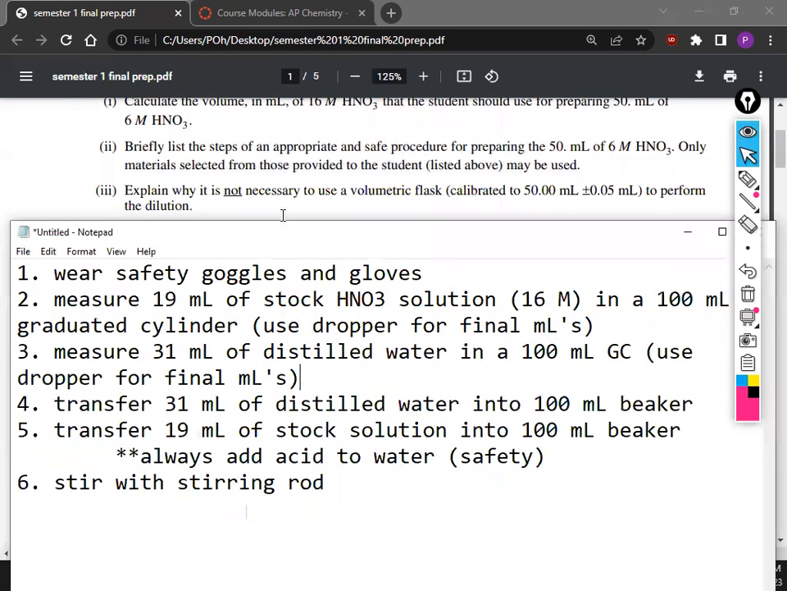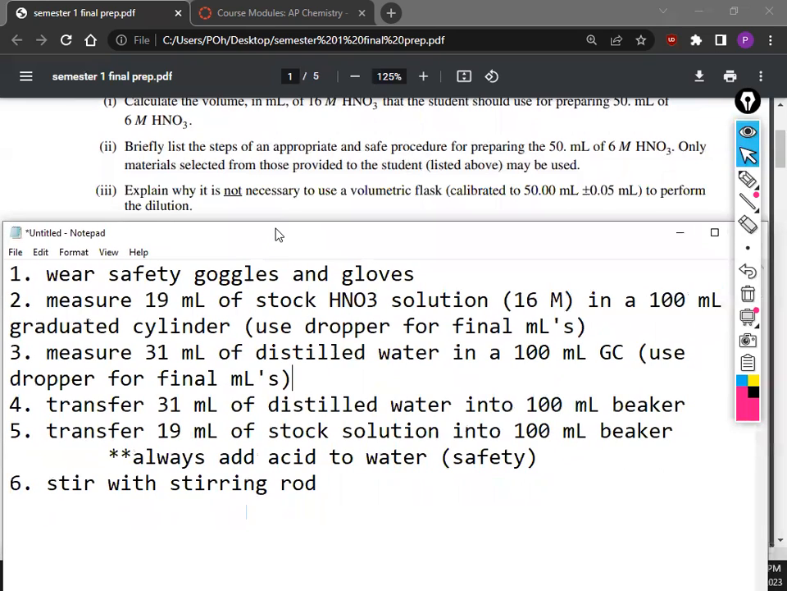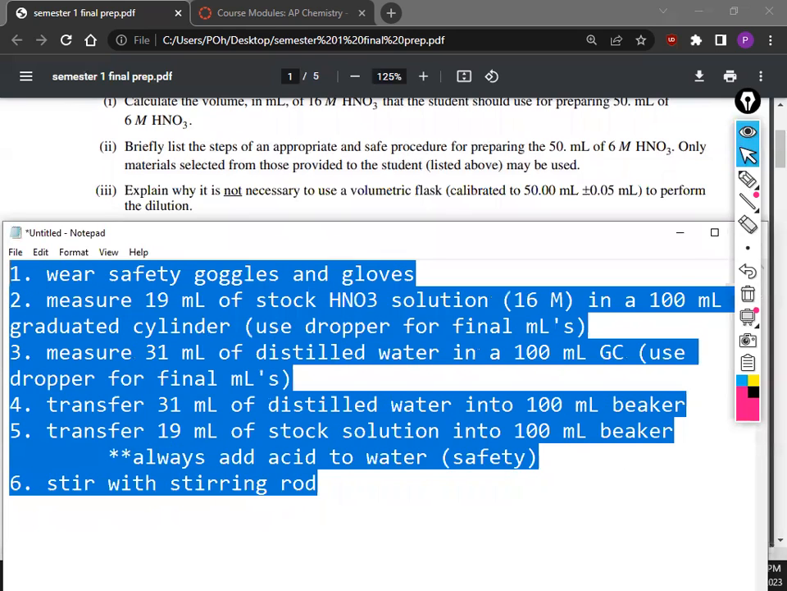Why is it not necessary to use a volumetric flask to perform this dilution? I'm just going to give you guys the answer. Volumetric flasks are the ones that are round on the bottom and have that line. Do you remember we used them for making solutions? It tells you precisely what the volume of that container and the solution is.